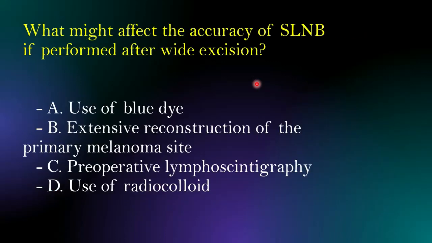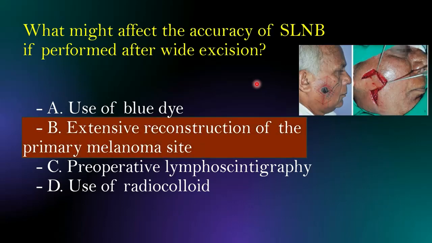What might affect the accuracy of sentinel lymph node biopsy? Use of blue dye doesn't affect it. Preoperative lymphoscintigraphy actually helps to increase the accuracy of sentinel lymph node biopsy. Use of radiocolloid also helps to increase the accuracy. Extensive reconstruction of the primary melanoma site does not help. Why does it decrease the accuracy?